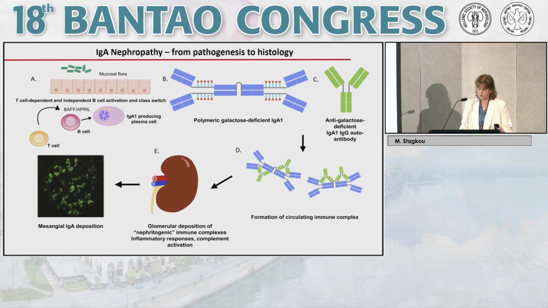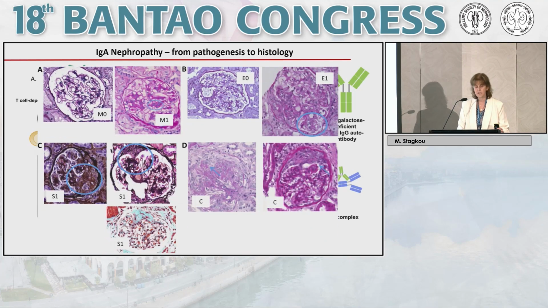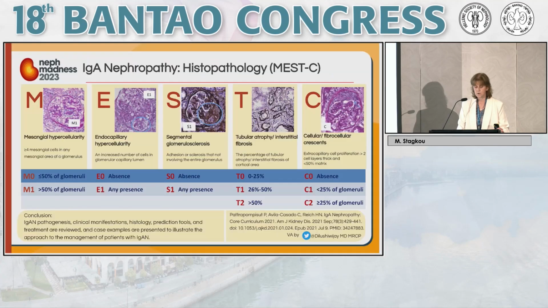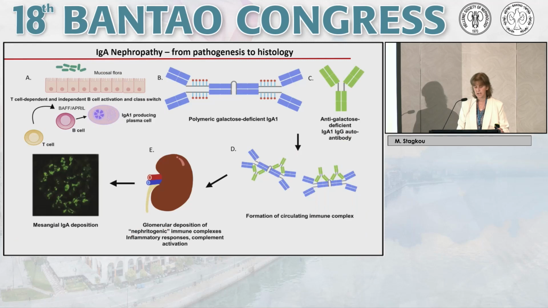So here we go from the pathogenesis, the production of deficient glycosylated IgA with the 4-hit process, as we said, to histological lesions. And what are the histological lesions in IgA nephropathy? We are all aware of the Oxford classification system, taking into account mesangial hyperplasia, endocapillary hyperplasia, segmental sclerosis, tubular atrophy, and crescent formation, the MEST-C score.